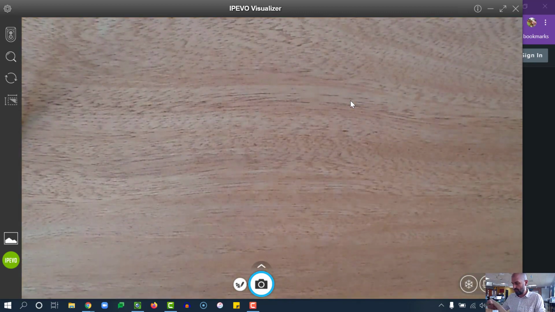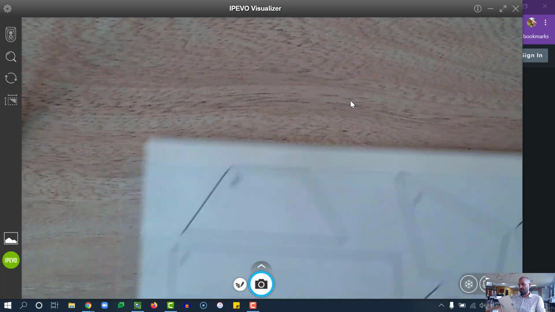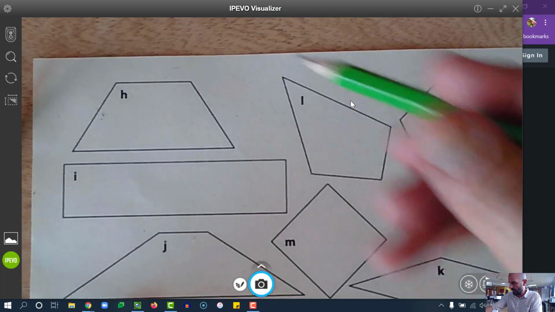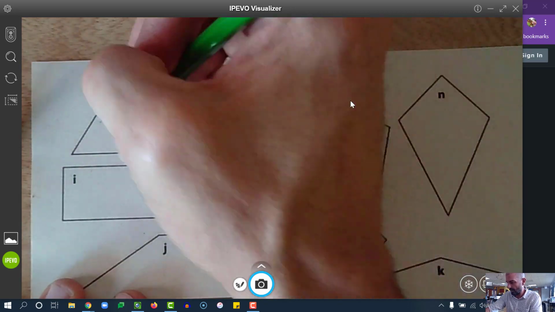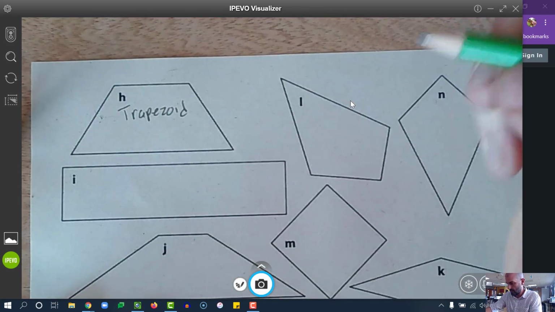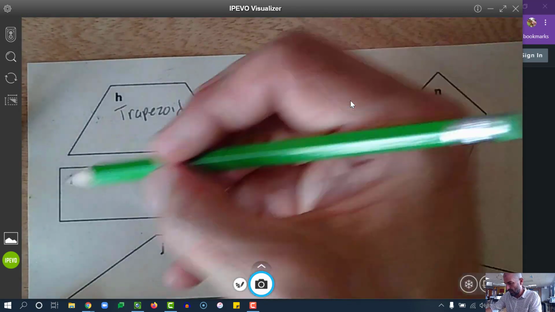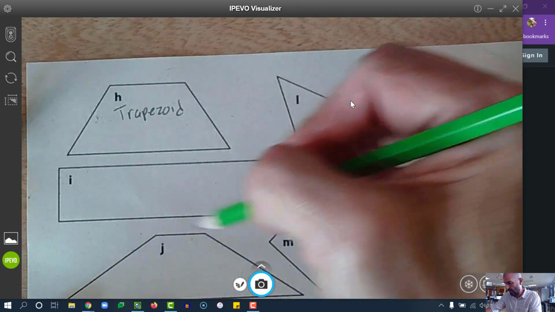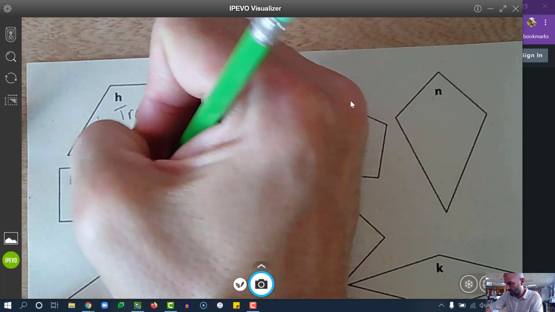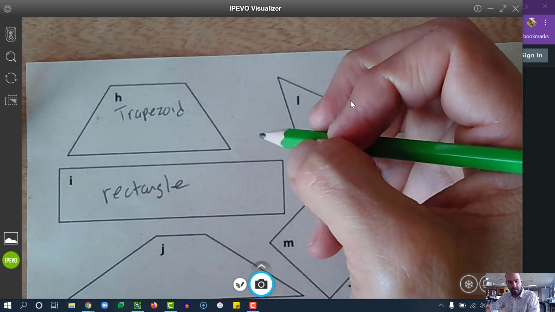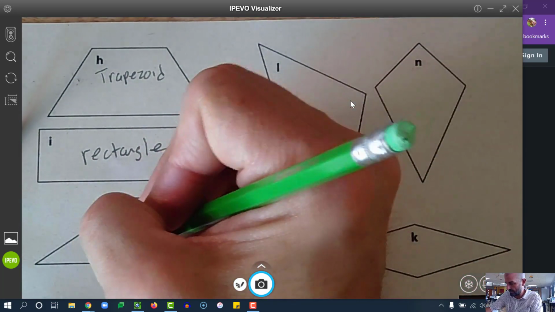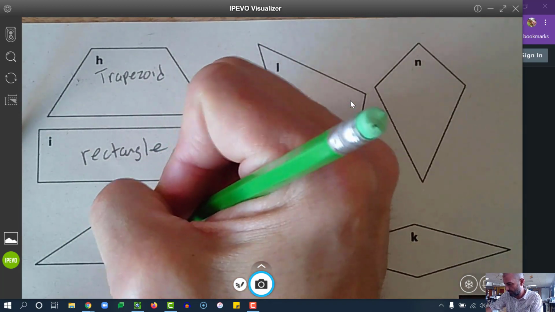Okay, let's look at the next ones. We're going to start with H. We have 1 set of parallel lines. This is a trapezoid. I, we have 4 sides, 4 right angles, 2 sets of parallel lines. That is a rectangle. J, we have 1 set of parallel lines, 1 set that's not, so that is a trapezoid.